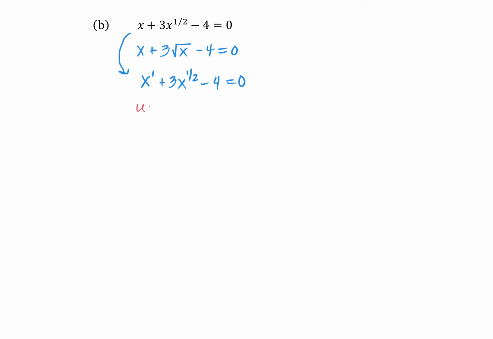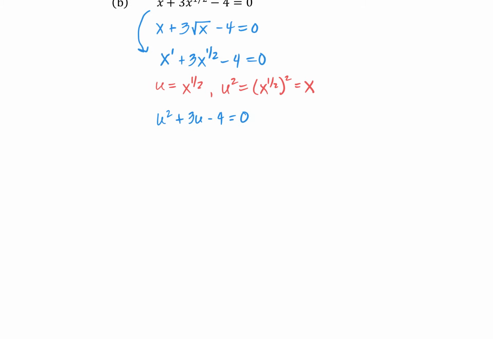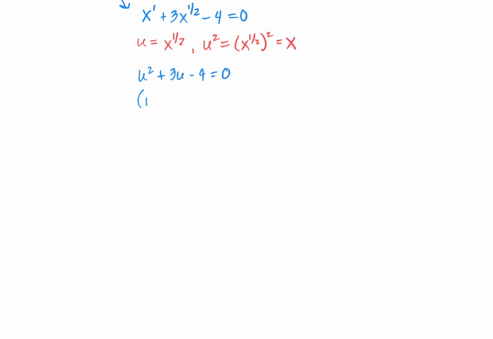I'm going to let u be x to the 1/2. Because I know when I square u, I'm going to get x to the 1/2 squared, which is simply my x to the 1. So now this is going to be u squared plus 3u minus 4 equal to 0. And that's easier for me to see the factoring, which should be a plus 4 minus 1. Again, you didn't have to do it this way. It's just a nice time to review substitution.